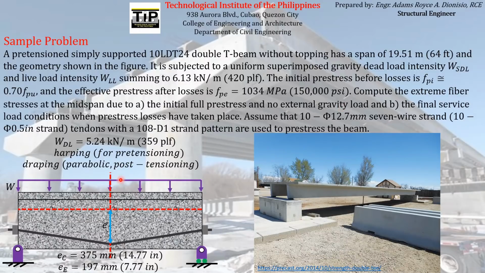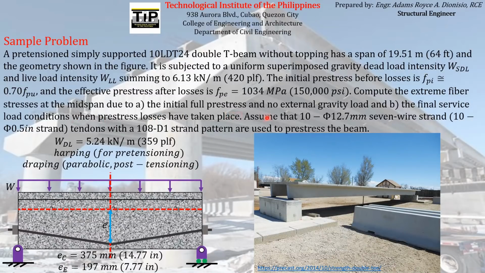When we say external gravity load, it is the gravity load other than the self-weight. So on the first case, we want to find the stress due to the initial full pre-stress and the self-weight itself. And then after that, the question asks the extreme fiber stresses at the midspan, still at the midspan, but at the final service load conditions, wherein the service loads, which are the superimposed dead load and live load, are already being carried by the concrete T-beam, wherein the pre-stress losses have taken place.